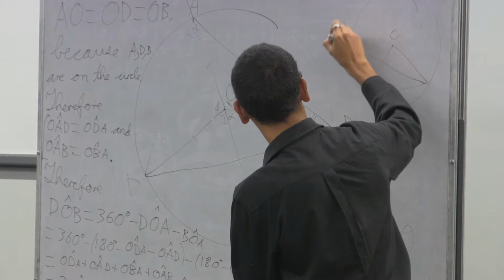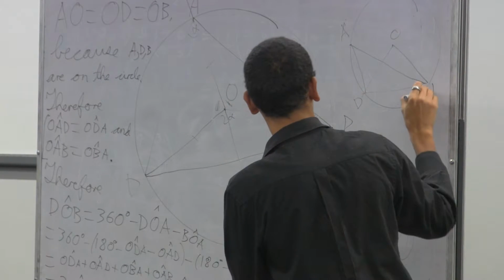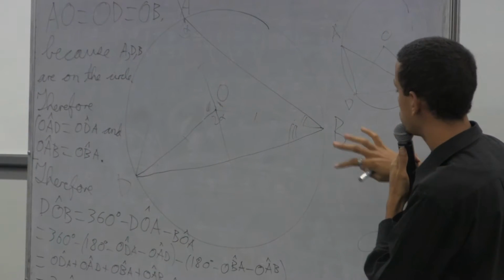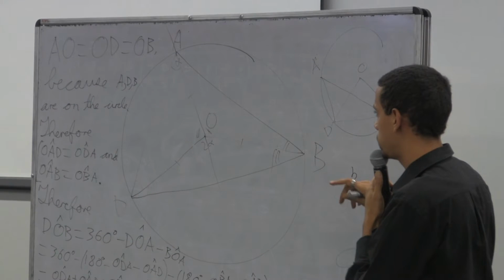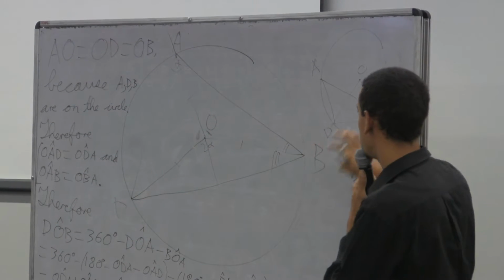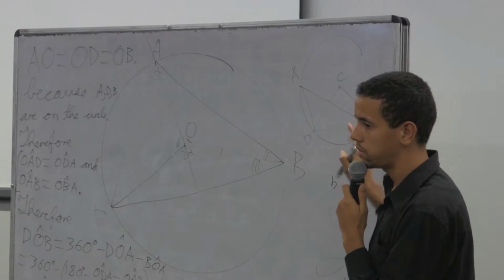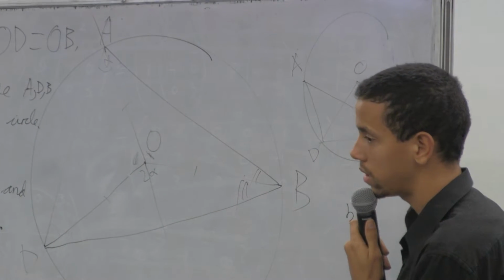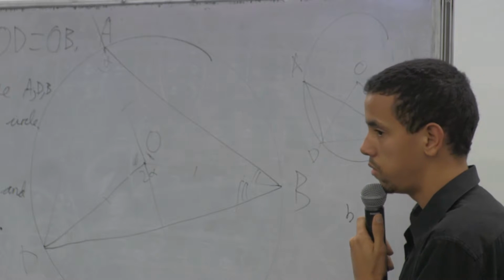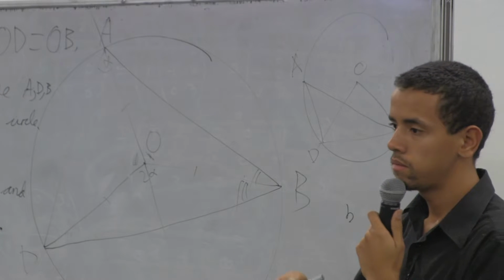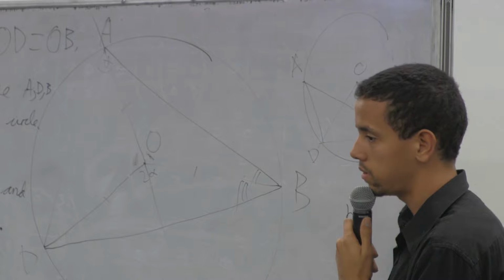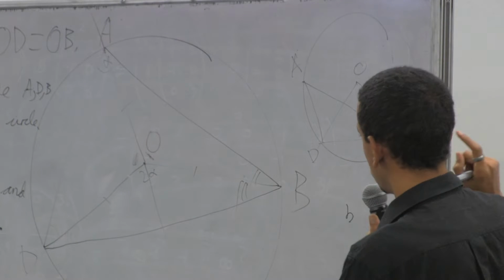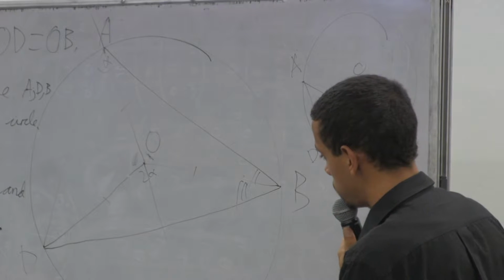There's O, A, D, B. And this doesn't work as well as, well, I mean, you basically have to do a separate proof for this case. Unless you use directed angles, which is a slightly more advanced topic. Basically, you can have positive and negative angles. And then that would take care of both cases, but that's not what we're going to do now.